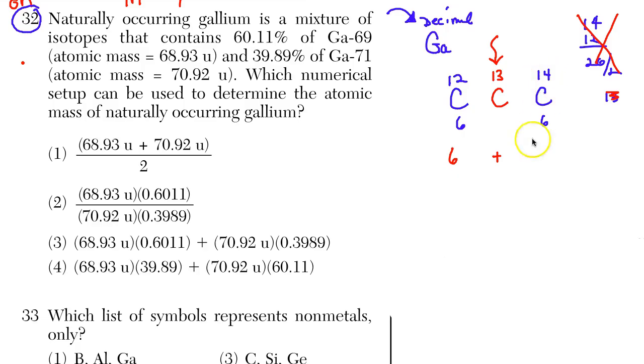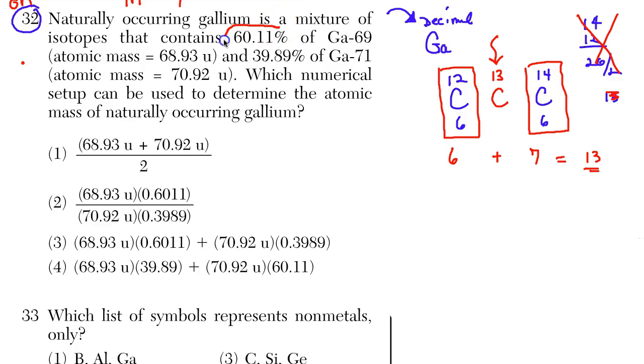50% of 14 is half, is 7. Then add them together. Oh, we get 13 again. So we can do averages by using percentages. Now what I just did was I did 50% of both of these, assuming they were equal percentages. Well, party people, that's not how it works in nature. Notice in one example, there's one that's 60% and one that's 30%.